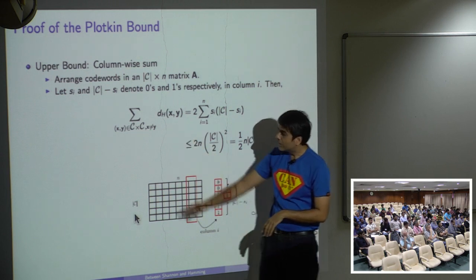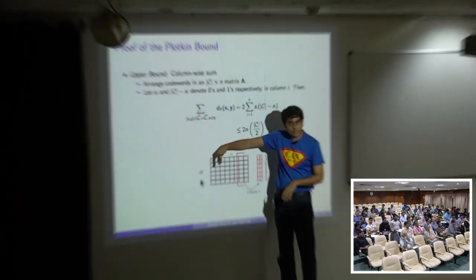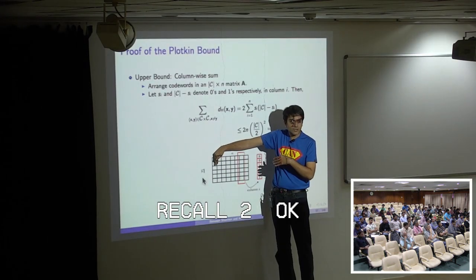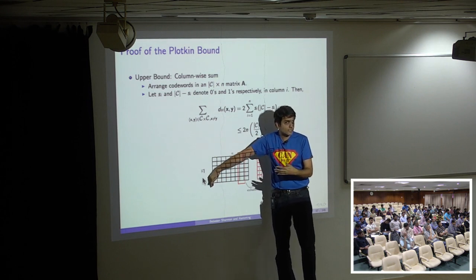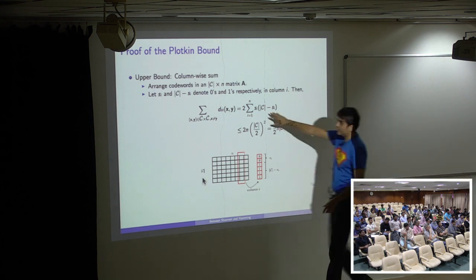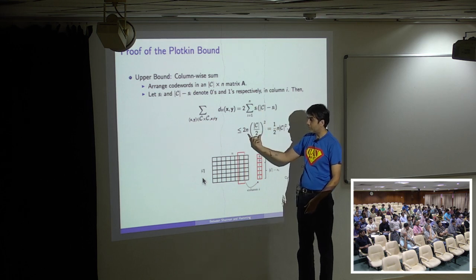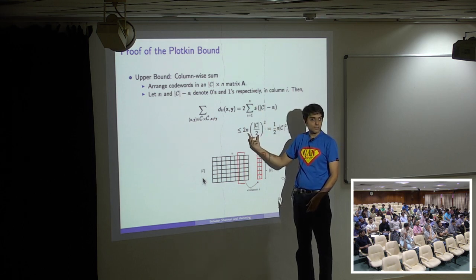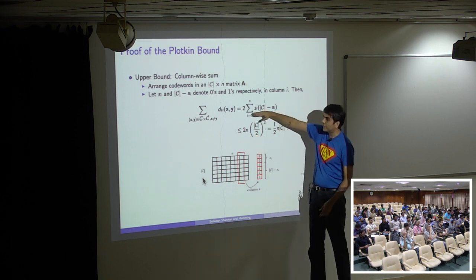Okay. So really what it comes down to is, in a single column, let's say there are Si 1s in the ith column, then there will be C minus Si 0s, right? So the number of pairwise differences will be Si times C minus Si, right? And then again, to take into account that degeneracy, you multiply by 2 and add up over n. So you end up with a bound like this on the whole summation. Sorry, you end up with this.